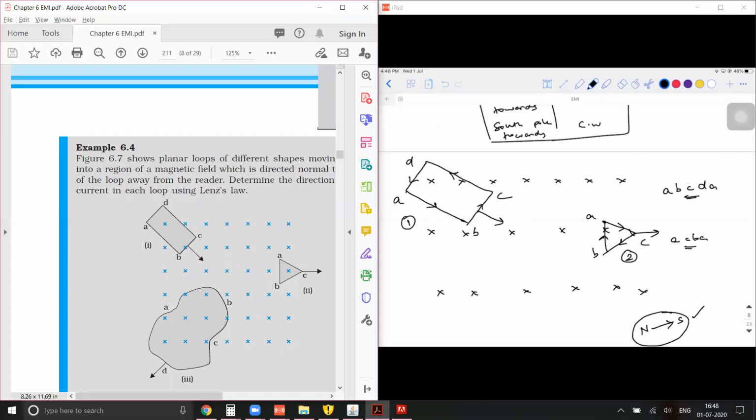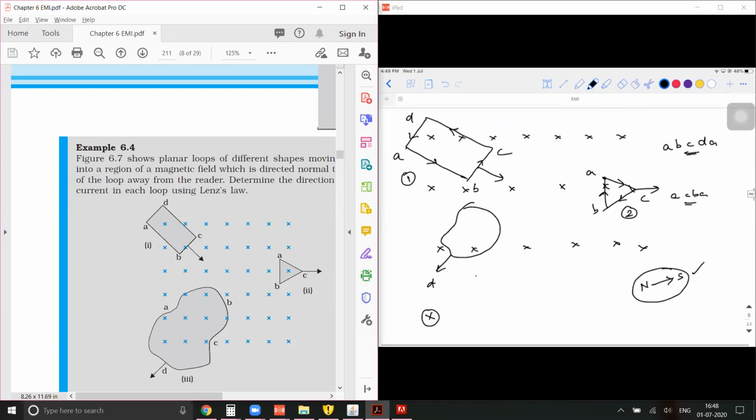So what is the answer for the third one? The flux is decreasing, the potato shaped one. It is ABCDA. Oh, clockwise, sorry, sir. Clockwise, no problem. ABCDA. That's okay. Right, now you can verify your answers.